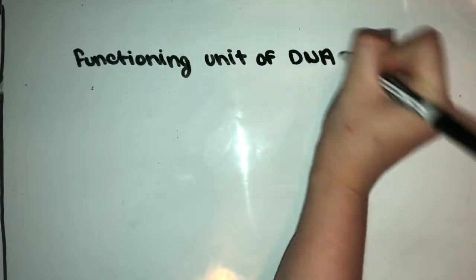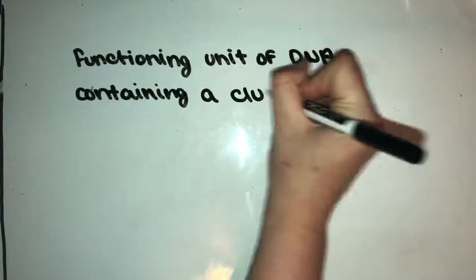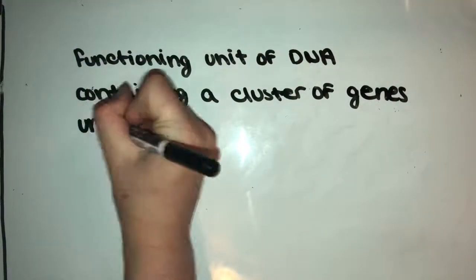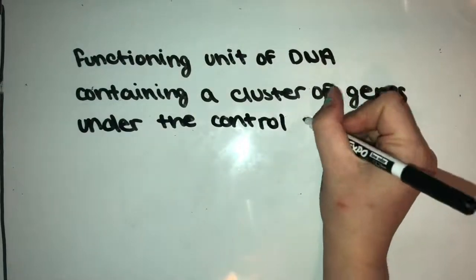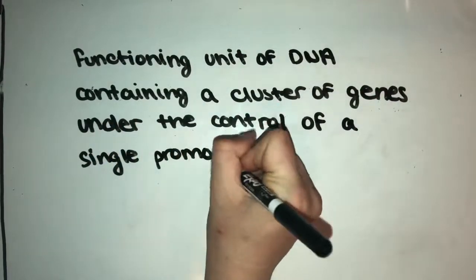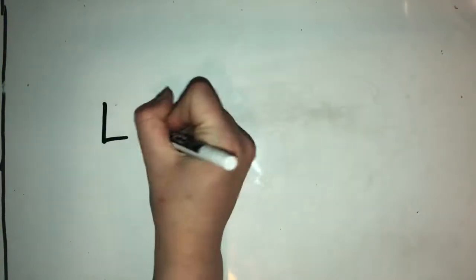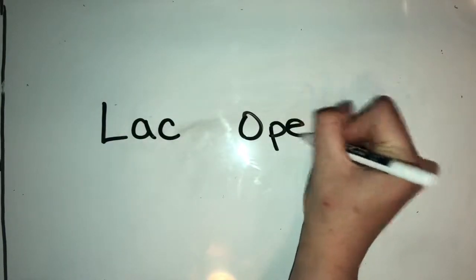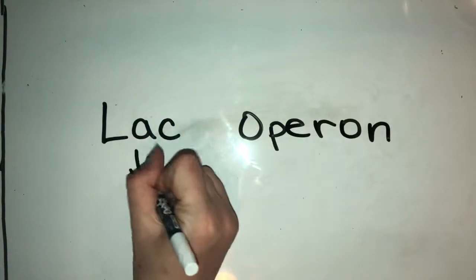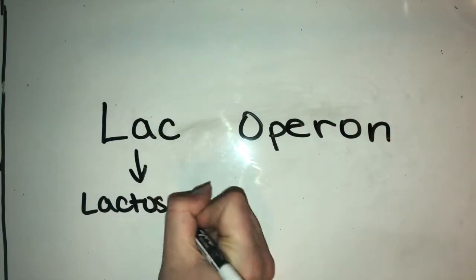An operon is a functioning unit of DNA containing a cluster of genes under the control of a single promoter. It is comprised of an operator, a promoter, and one or more structural genes that are transcribed into mRNA. A lac operon is an operon that is required for the transport and metabolism of lactose in E. coli and numerous other types of bacteria, known as a genetic regulatory mechanism.